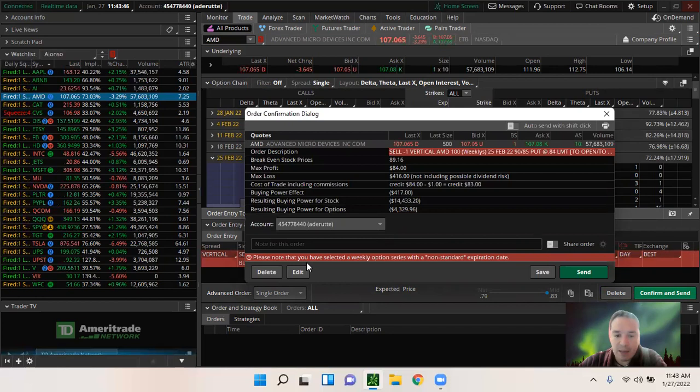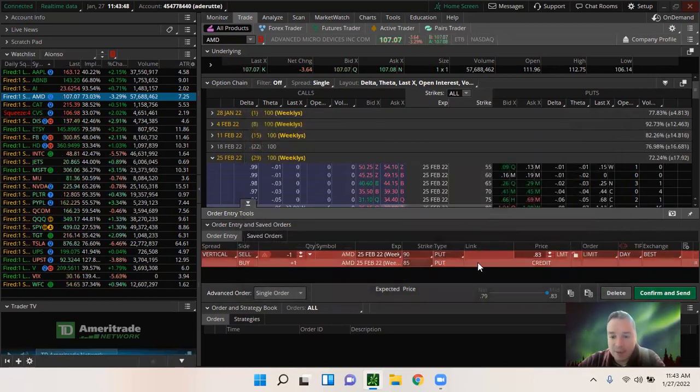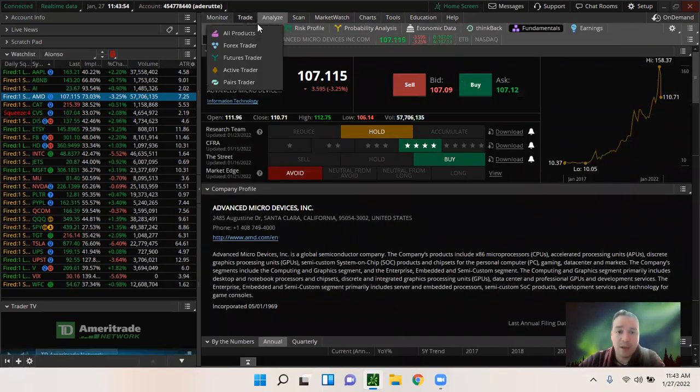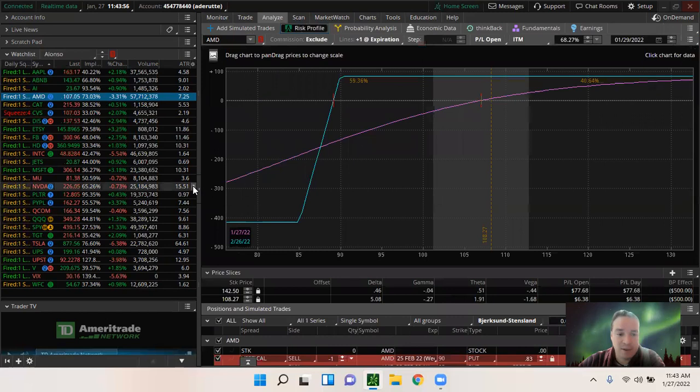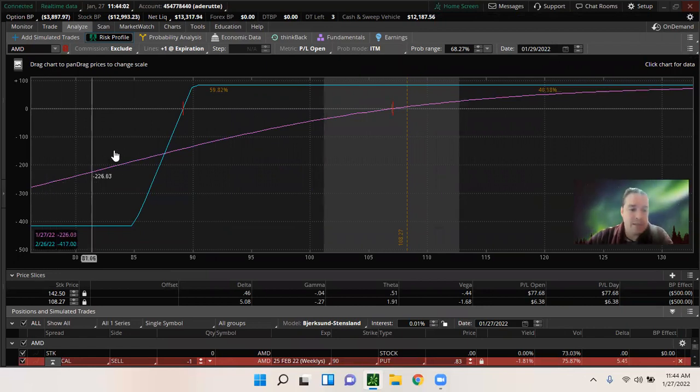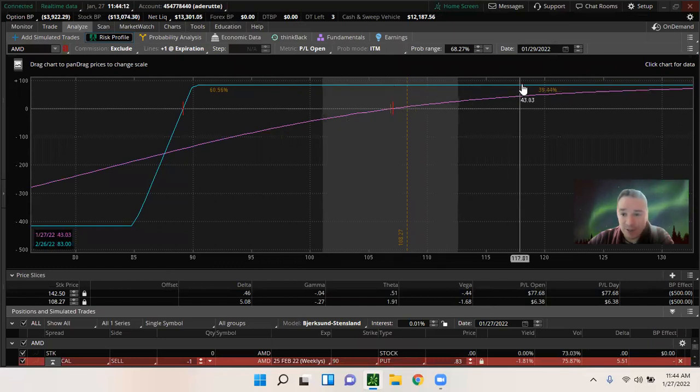So now I want to show you what it looks like in here. I've analyzed the trade. I'm going to go to risk profile. I'm going to minimize this. I'm going to move my face. All right. So you see the blue line. The blue line is how much I can make, and it's capped. It's capped at $84, right?